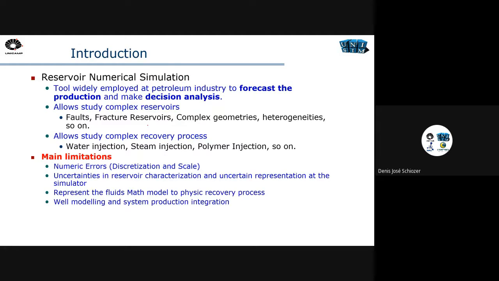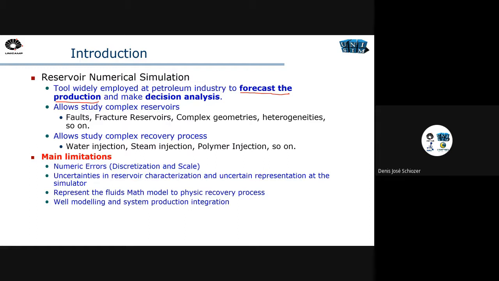So reservoir simulation, as you have noticed, is a tool that's widely used in the industry. The main activity we do with reservoir simulation is the forecast of production. Because this is a very important aspect for the company. The oil is an asset of the company, so it's very important for the engineers to have a very precise production forecast, because this is the money of the company.